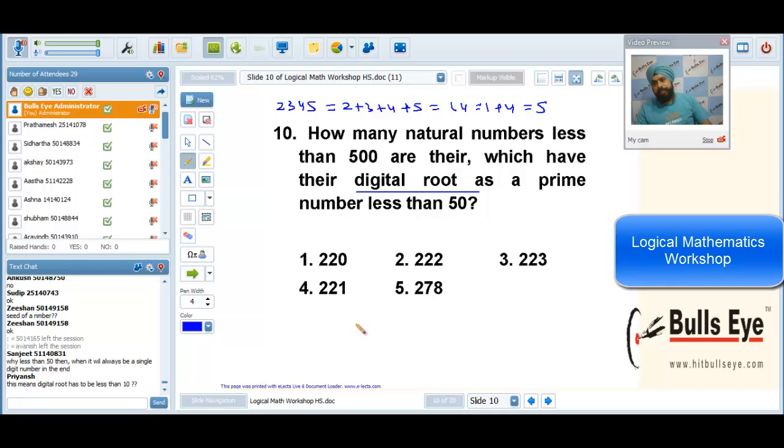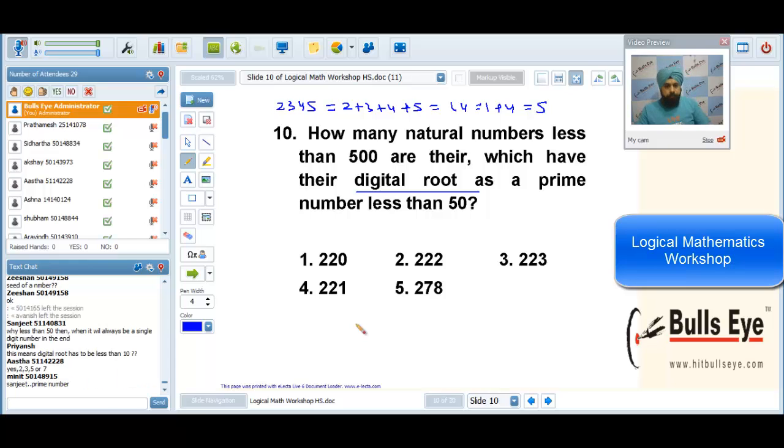That's right, Sanjeet. That is a catch in the question wherein you may take the question to be very tough. Yeah, that's right. Yes, Asa, they also have a digital root less, so they are to be counted. Okay, shall we discuss it, students?